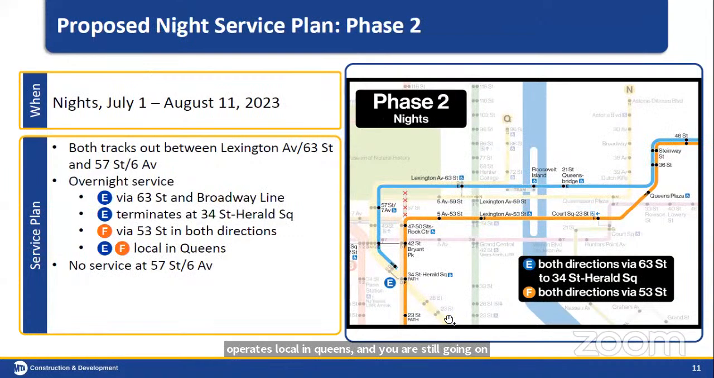Moving on, we have a night map here because night service is a bit different. Neither the M or R normally operate on Queens Boulevard on the overnight. So the main difference here is that the E will operate along 63rd Street and local on Queens Boulevard, but it will terminate at 34th Street on Broadway, again, to provide customer service there. And the F will replace the E in 53rd Street.